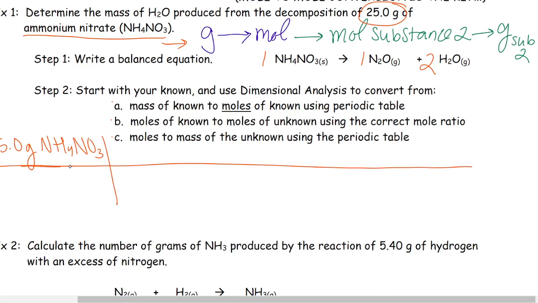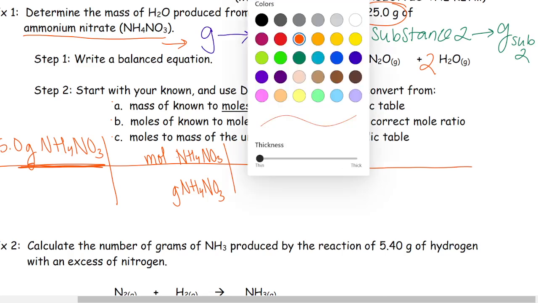If you have grams of NH4NO3, I can't go anywhere from grams except into moles of that same substance. So if the question is asking about a different substance, you're going to need to convert to moles first. So grams of NH4NO3. The only place that you can go from grams is to what? Of the same exact substance. Perfect. So moles of NH4NO3. I'm going to change colors now.